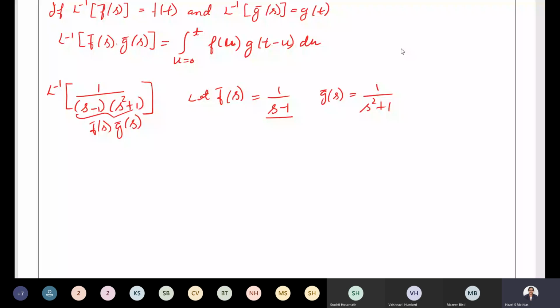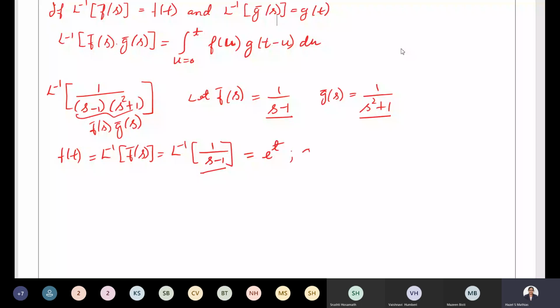Next, find f of t. What is f of t? f of t is L inverse of f bar of s. f bar of s is 1 by s minus 1. What is this? This is e power t. We know the inverse Laplace transform of elementary functions. According to that, the inverse Laplace transform of 1 by s minus 1 is e power t.